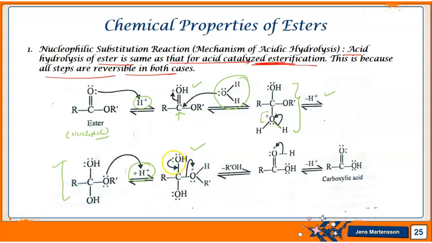Now your lone pair of electrons is back donated from your oxygen to this bond between carbon and oxygen, and this ROH will get released when your oxygen carrying positive charge accepts a pair of electrons from this C-O bond, releasing your alcohol R-OH from here, giving you this protonated carboxylic acid, which after deprotonation gives you your carboxylic acid. So I hope the mechanism is quite understandable to you all. Proceeding further.